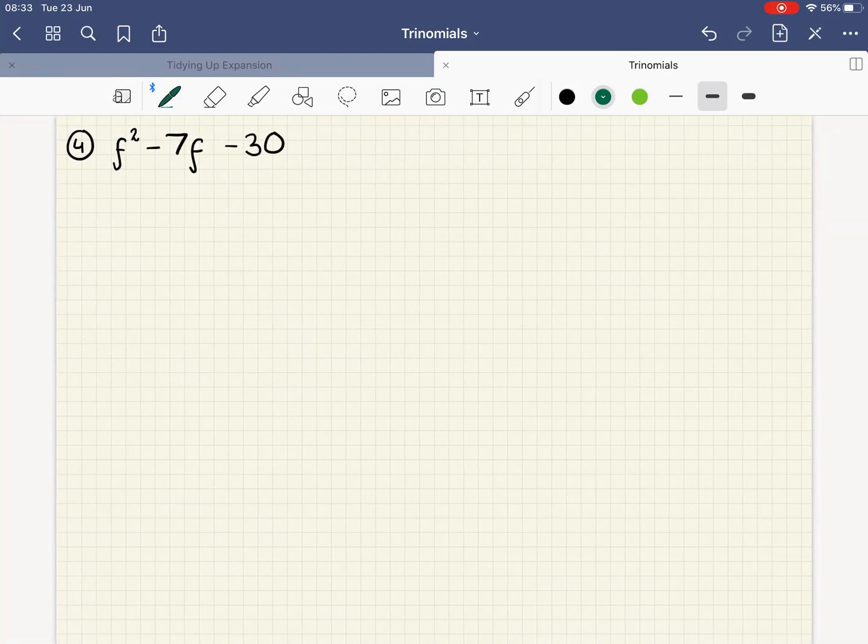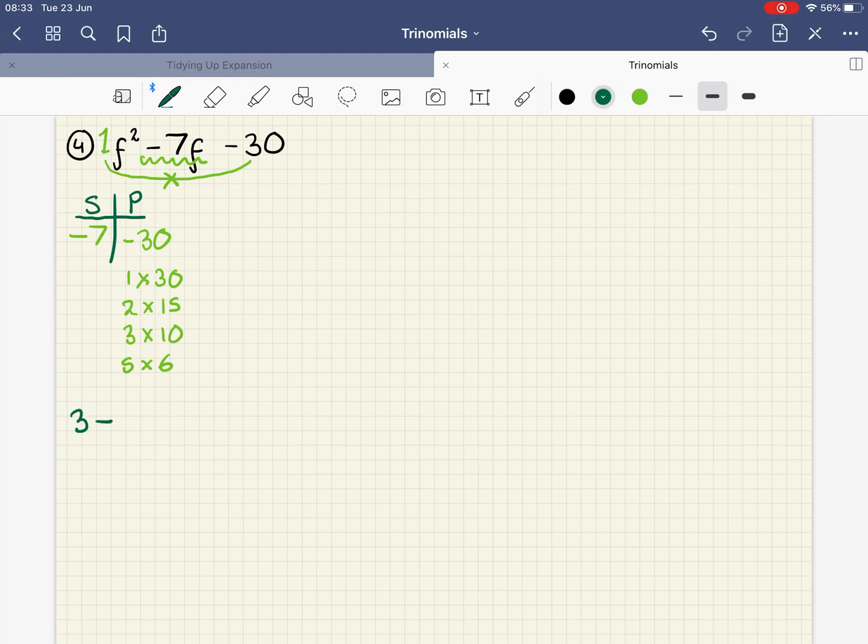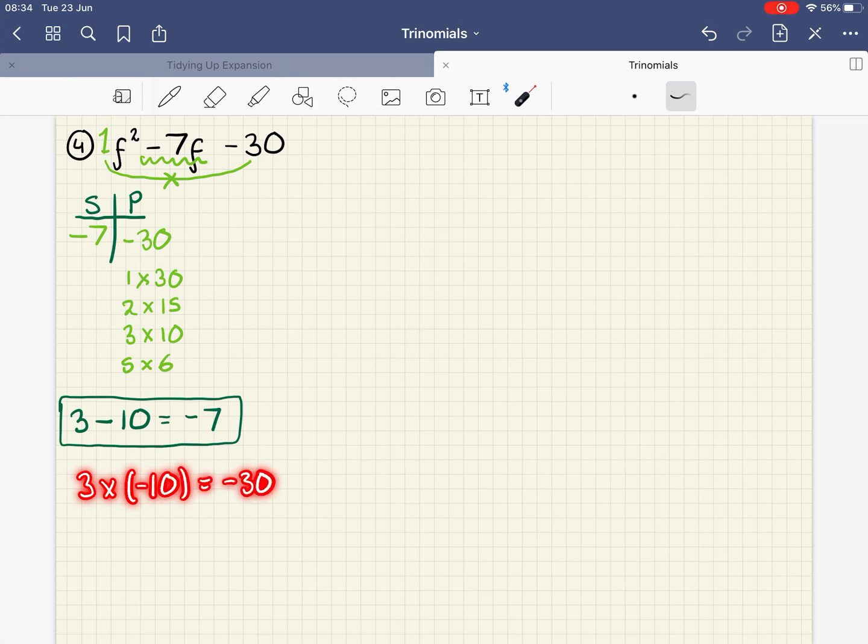Okay, next one. So here I've got f squared minus 7f minus 30. So setting up my sum and product. So my sum is negative 7. My product, multiplying the front number with the back number, is negative 30. Things that multiply together to give me 30: 1 times 30, 2 times 15, 3 times 10, and 5 times 6. Well, to get negative 7, that can be done by doing 3 take away 10, which will give me that negative 7. So that is what I am working with. And again, if I needed to check, if I did 3 times negative 10, that does give me negative 30, so that works.